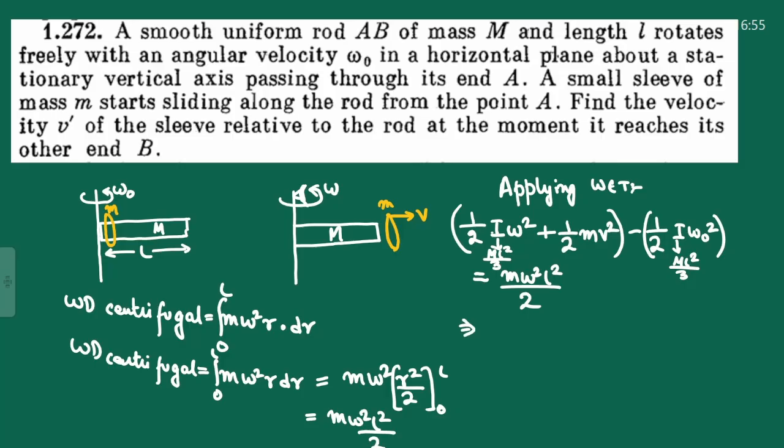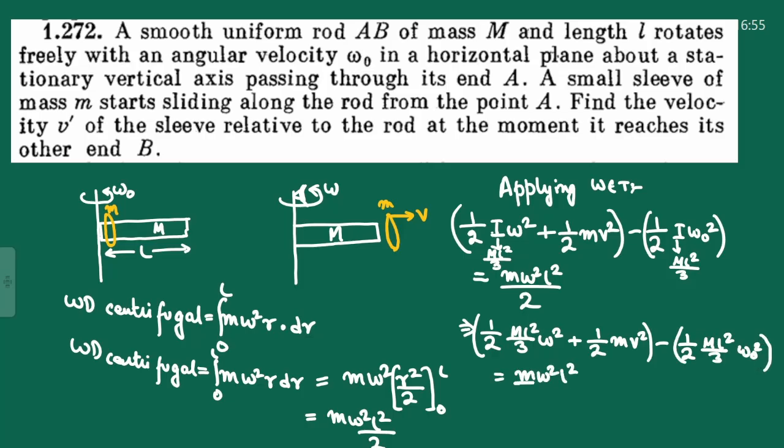So let me rewrite this equation a little bit. Half into M L square by 3 into omega square plus half m v square, which is the final kinetic energy, minus half M L square by 3 omega naught square, is equal to m omega square L square by 2. Understood this much? Now this is fair and fine. My next step is, how do I solve for this v? I have to solve for this v, no?